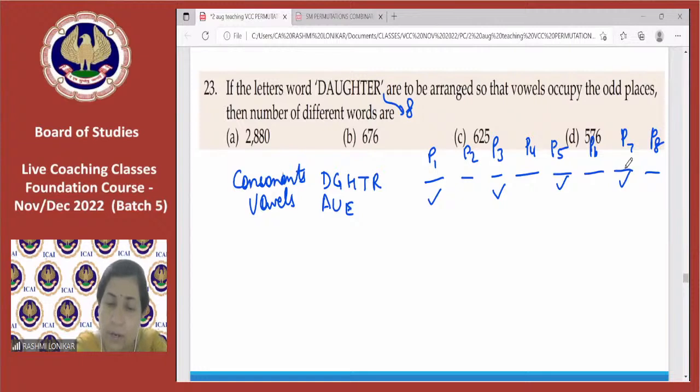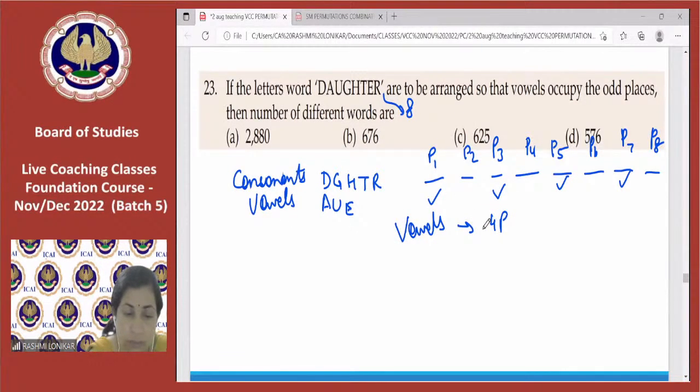Why has that happened? Because the condition is that the vowels will always occupy the odd places. So 1, 2, 3, and 4. Which are the odd places? First place, third place, fifth place, and seventh place. So vowels can be arranged in 4P, there are 4 positions available.